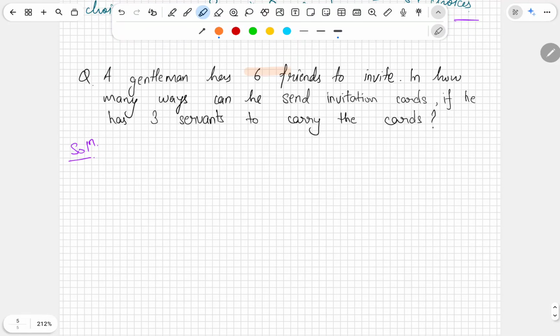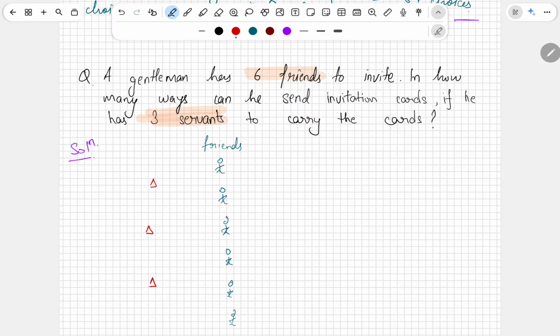A gentleman has 6 friends to invite. In how many ways can he send invitation cards if he has 3 servants to carry the cards? So let's try to visualize what is happening. I'll draw the figure for friends. A man has 6 friends: 1, 2, 3, 4, 5, 6. These are his 6 friends. And he has 3 servants.